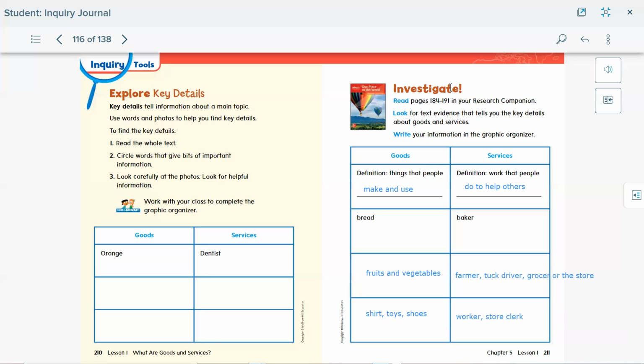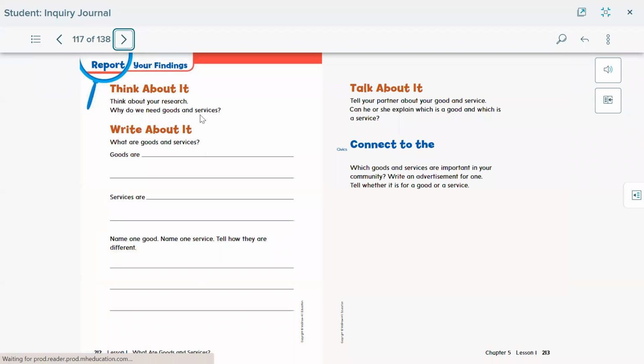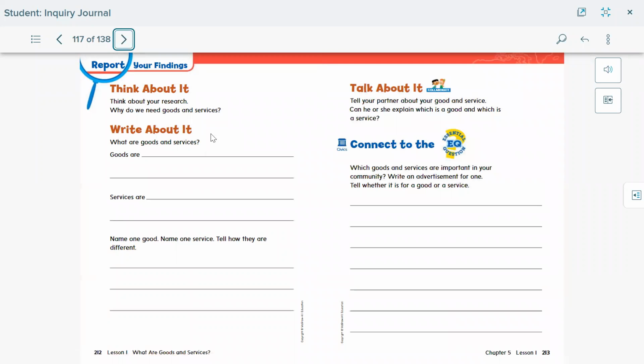Okay. Let's go for the next activity in your book, page 212. So write about what are goods and services. So that means what's the definition for goods and what's the definition for services. As you see how important this is, this is the third time we answer this question in a different way. You need to really pay attention and know the difference between goods and services.